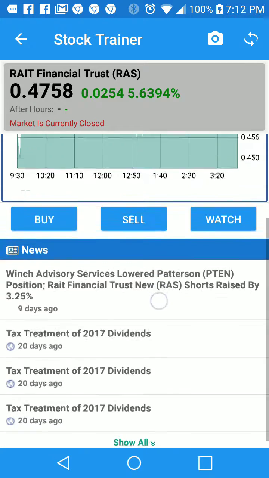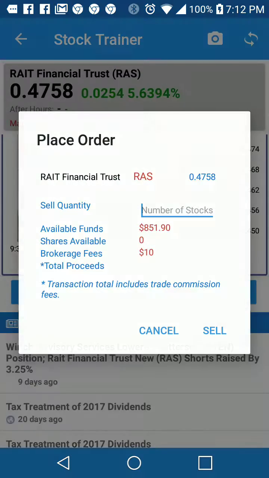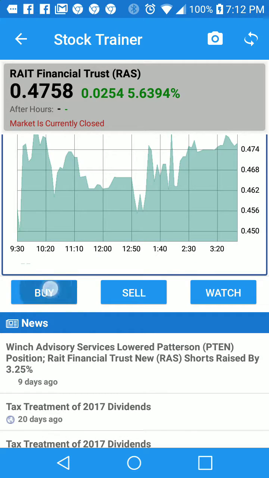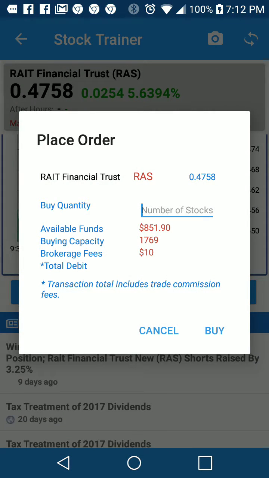Okay, so let's go ahead and buy some of this stuff. All right. I want to buy this. And you see how cool this is? It gives you your available number of funds, how many shares you can buy off the top. We can get 1,769 shares. We're going to get the whole daggum thing, man.